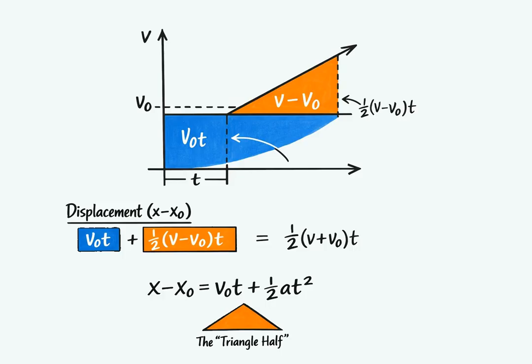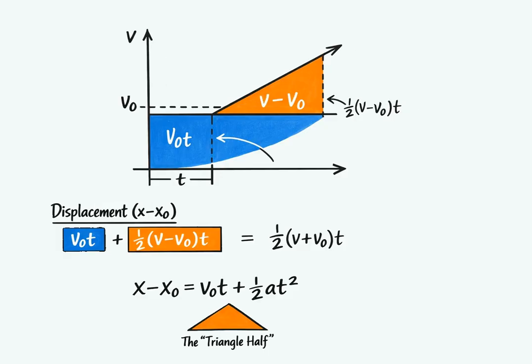Since v minus v sub 0 equals at, the triangular area becomes 1/2 (at) t equals 1/2 at squared, and you recover x minus x sub 0 equals v sub 0 t plus 1/2 at squared. The factor 1/2 is not mysterious here. It is literally the triangle half inside the area.